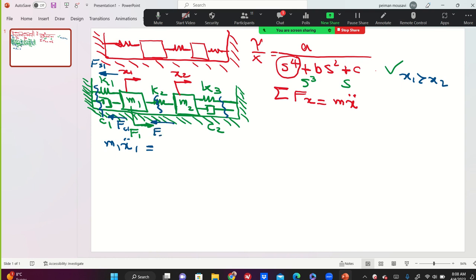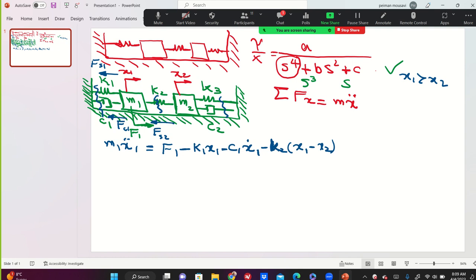Fs2. So what you're going to have is F1, the external force, minus Fs1, which as you know is k1 x1, minus c1 x dot 1, that is the damper. And Fs2 is minus k2, like in the previous class, x1 minus x2.